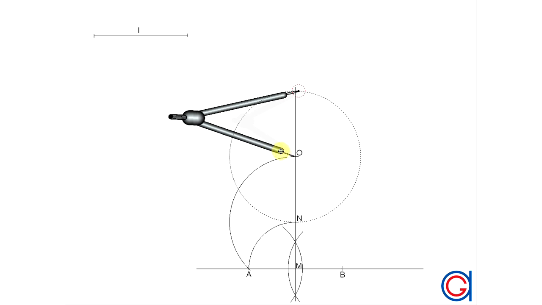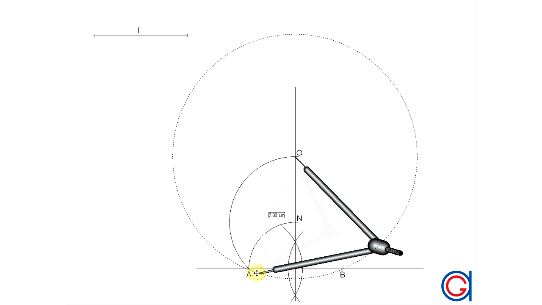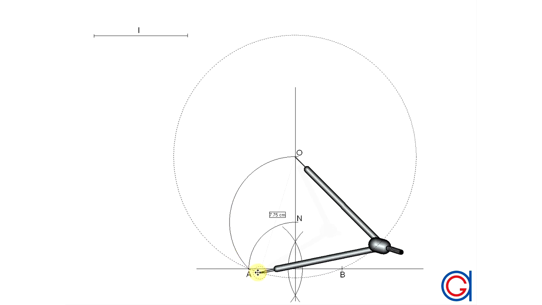So now with our compass centered on point O, we will draw the circumference with radius OA or OB, as it will pass through both of these points if everything has been drawn accurately up to this point.